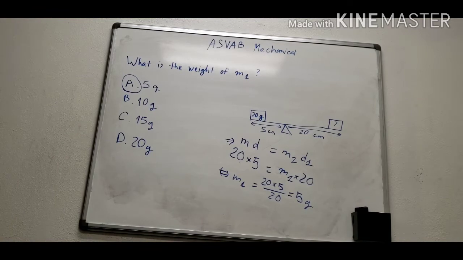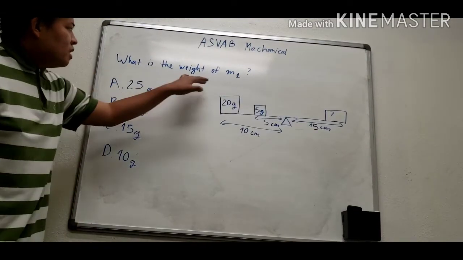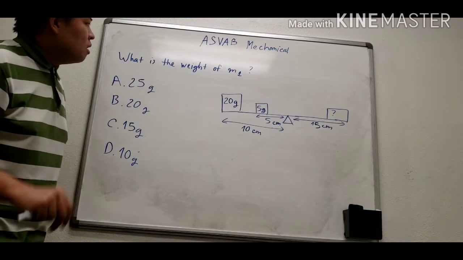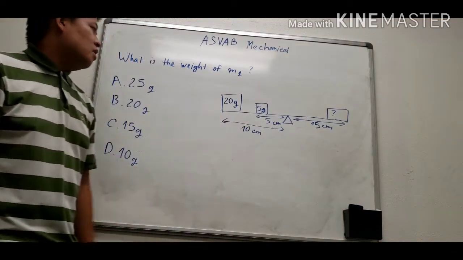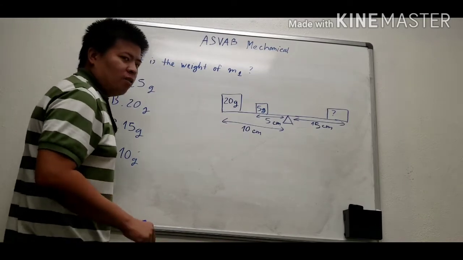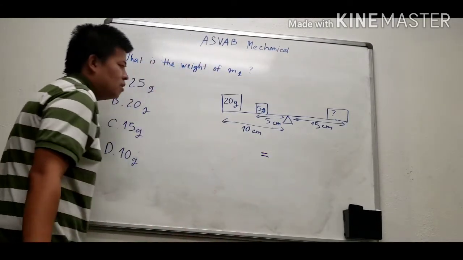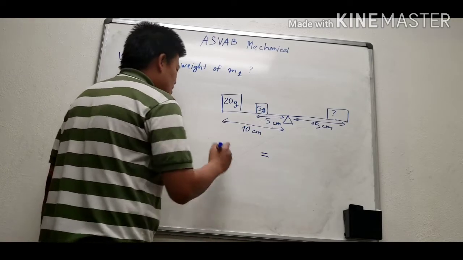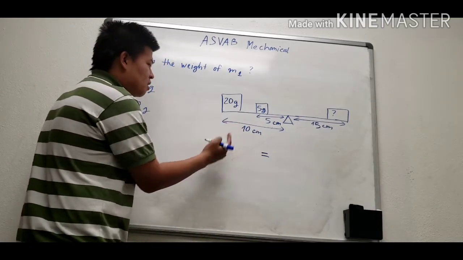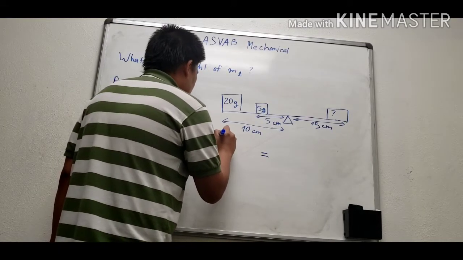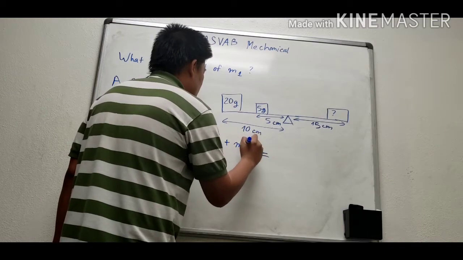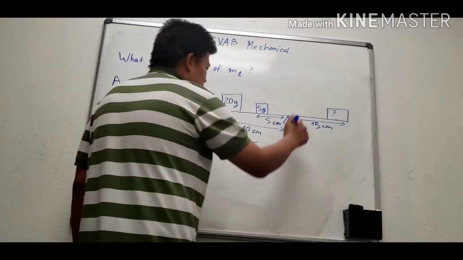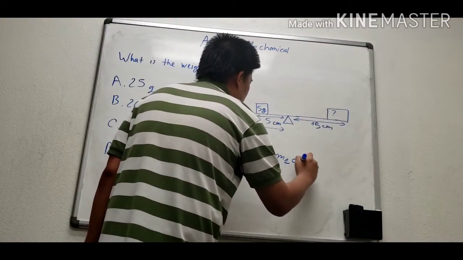The next one, what is the weight of M1? Here that's about M1. And in this one we have two objects. Let's say 5 grams and 20 grams. Let's say a little bit different, but we can calculate about that. So in here, we need to balance the force on both sides, and we have 5 grams and 5 centimeters, and we have 20 grams and 10 centimeters. So we have MD plus MD. We have two objects, so we have two multiplications, and this one is called M1 multiplied with D1.